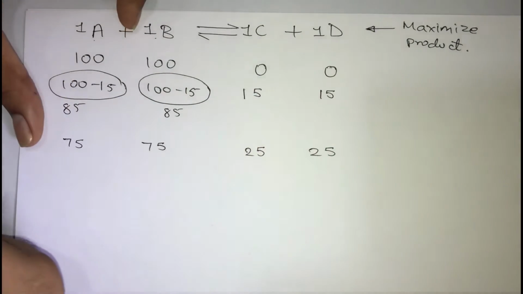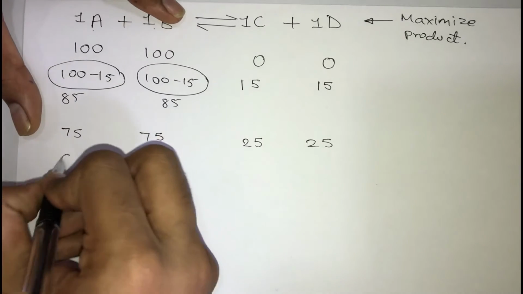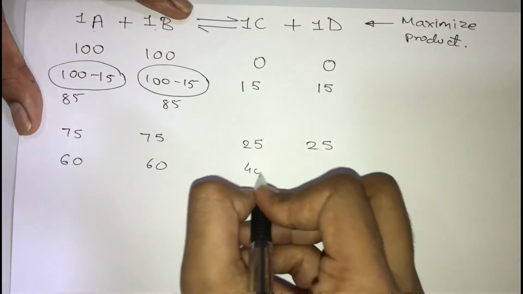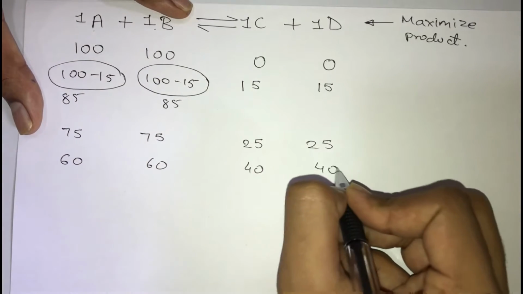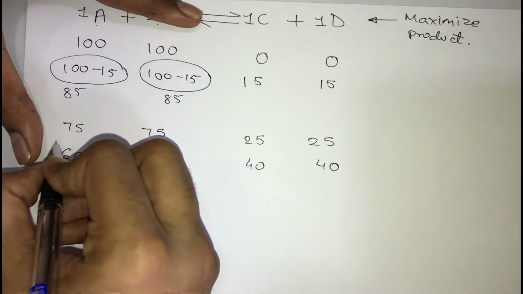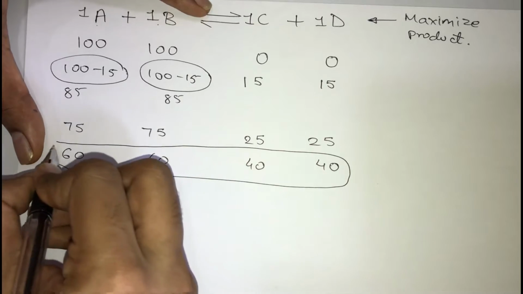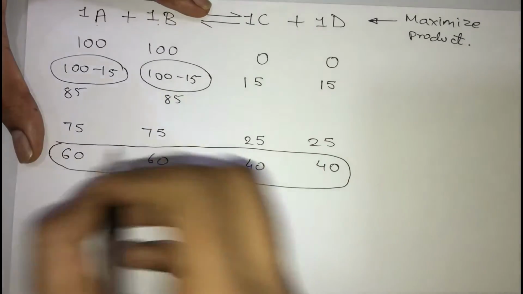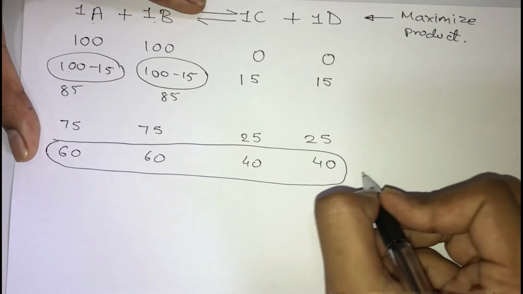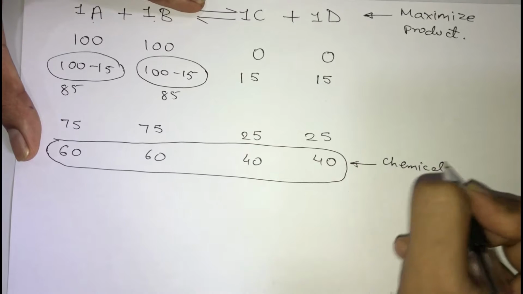Okay. Now again, after a certain interval of time, what we observe is that we have 60 moles of A, 60 moles of B, and it is obvious that we are going to have 40 moles of C and 40 moles of D respectively. Now at this condition, where we have 60 moles of A and 60 moles of B, whereas we have 40 moles of C and 40 moles of D, let's say a chemical equilibrium has been established.